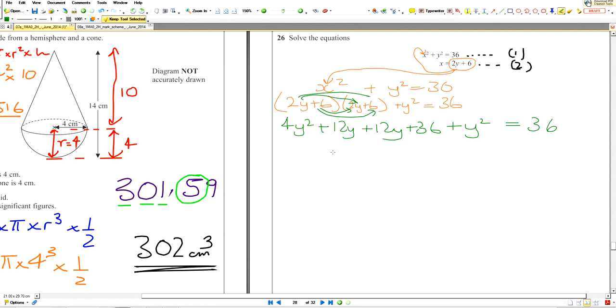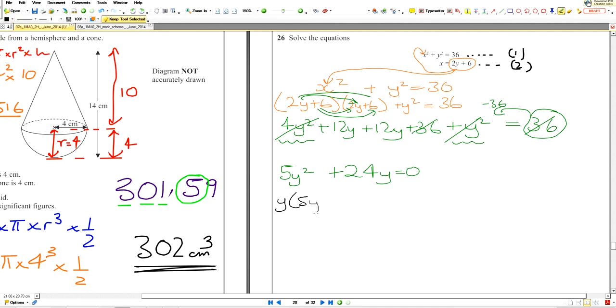Okay, now we need to rearrange and simplify all of this here. Now the plus 36 needs to come over to here. We want to make a nice quadratic equation. So we have 4y squared, and then we add 1y squared, and that will give us 5y squared. Opposite of add 36 will give you minus 36, so these two will cancel each other out. And we have plus 12y, add another plus 12y, that'll give you plus 24y is equal to 0. Now, if we factorize out the y, we will get y, (5y plus 24) is equal to 0.